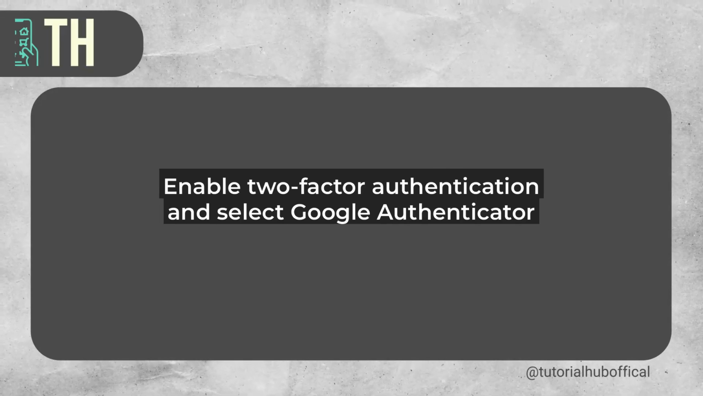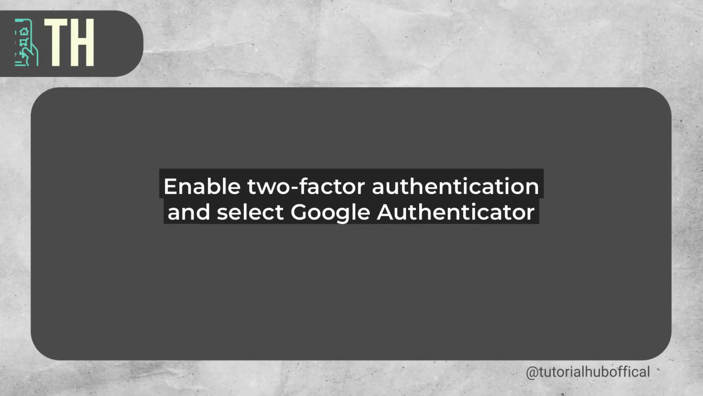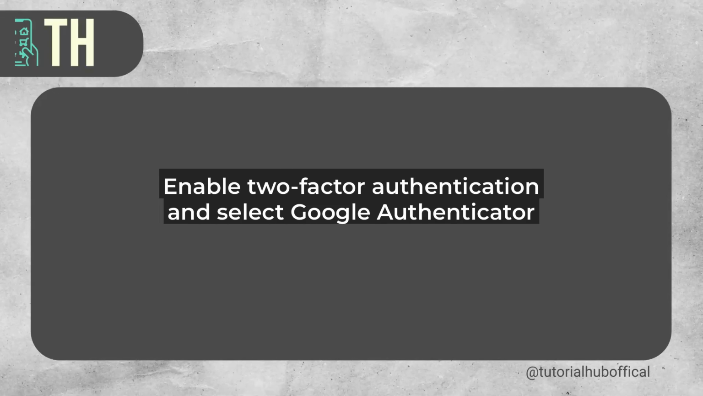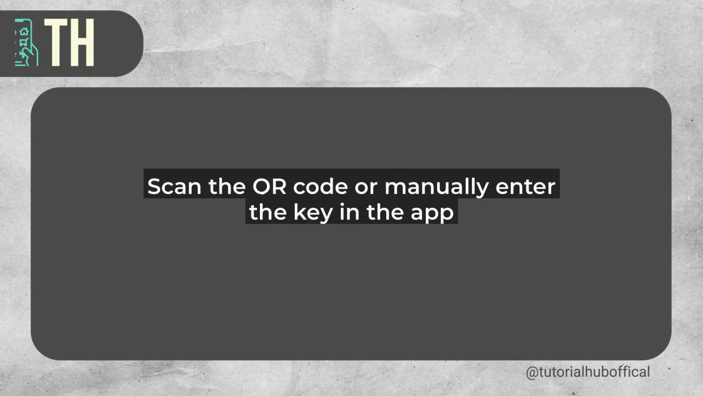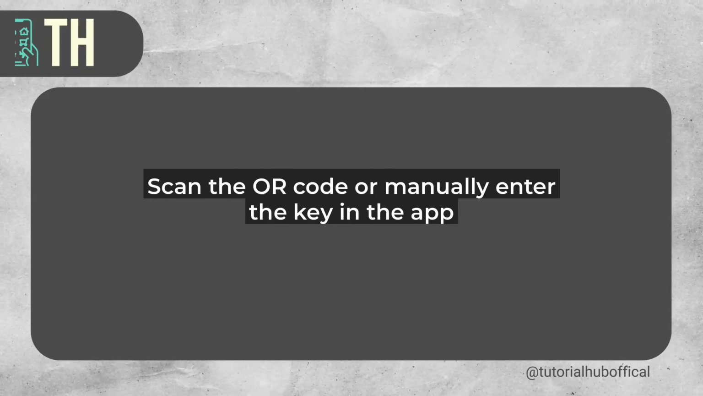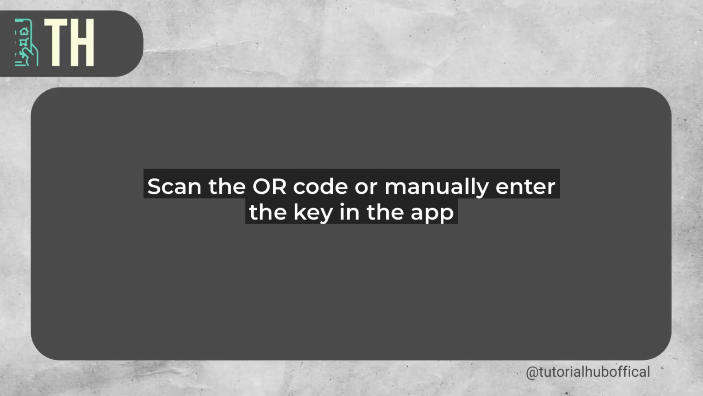Next, select Google Authenticator as your preferred method. A QR code will appear on your screen. Grab your phone, open the Google Authenticator app, and scan that code. If scanning doesn't work, you can manually enter the provided key. Once scanned, the app will generate a 6-digit code. Go back to your Uphold page and enter that code in the verification field to confirm.